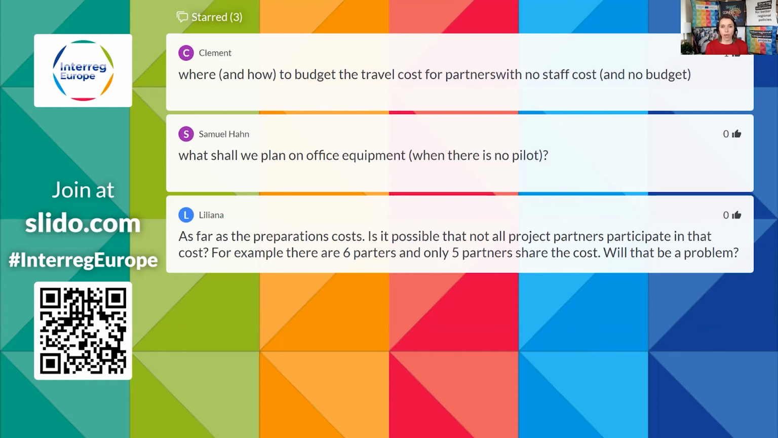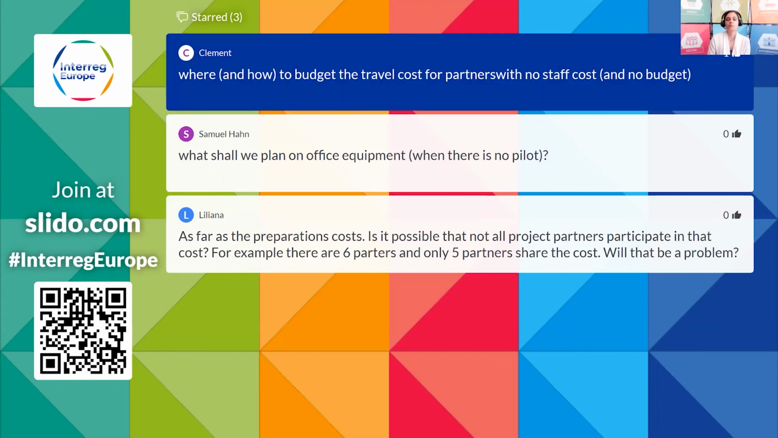Clément is asking where and how to budget the travel costs for partnerships with no staff cost and no budget. Well, it's true that if the partner has no staff cost at all, then the flat rate doesn't seem to be a good option because there will be no staff budget where to apply the flat rate.